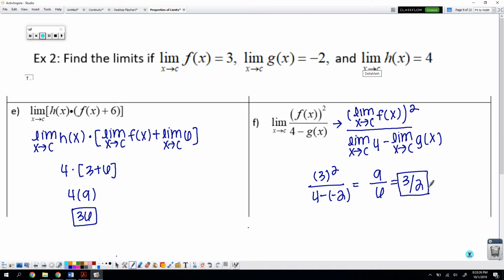Okay? Now, I will tell you, I had kids ask about this part here where you have your constant. Do I have to put the limit of the constant? Because it's just 4. The answer is yes. You must put it.